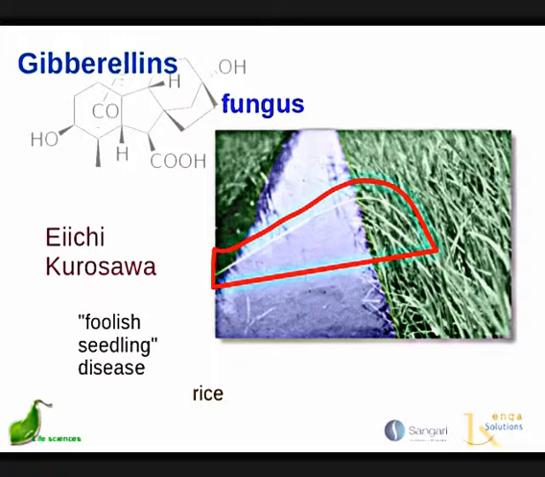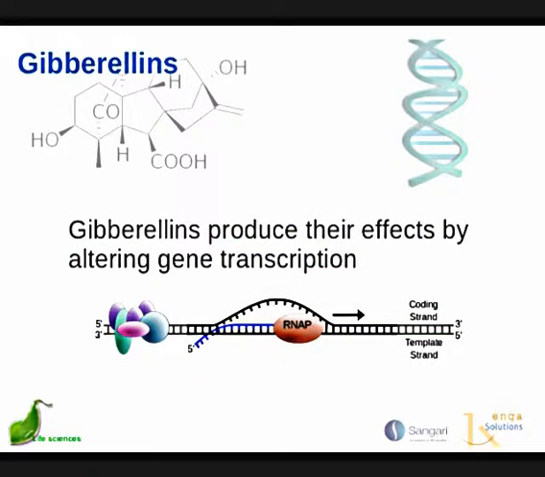Now, Kurosawa gave specimens of the fungus to a guy named Taijiro Yabuta, who extracted a compound that he named gibberellin, after the name of the fungus that produced it. Only later was it discovered that gibberellins were in fact plant hormones that the fungus was producing. Now, because they're plant hormones, they affect the plant in different ways. Now, gibberellins produce their effects by altering the transcription of genes.